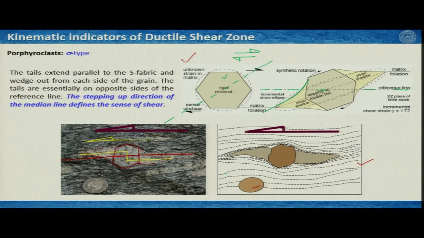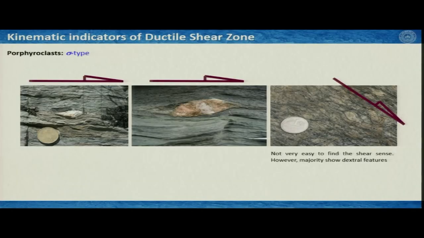Now, these are the things that you should practice initially when you see these kinds of structures, but slowly your eyes will be trained and you will see you don't have to do this. You will automatically figure out the sense of movement or sense of shear displacement when you see a sigma type clast. Now, here are a series of examples that I have provided to you.